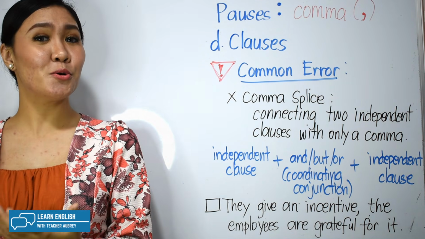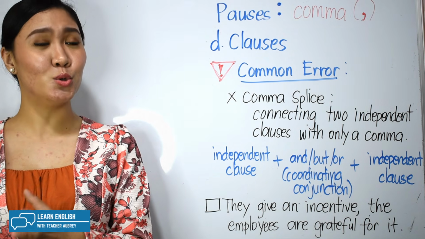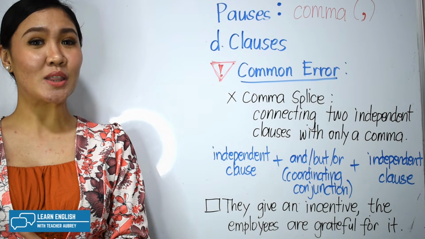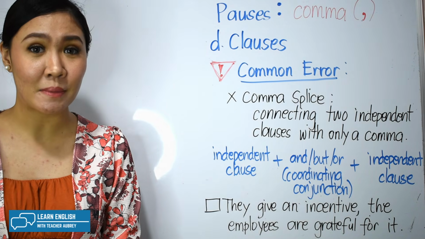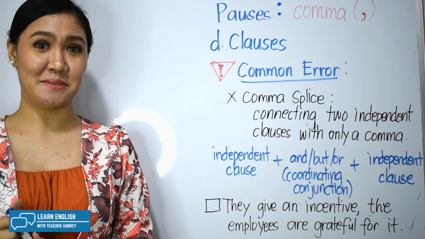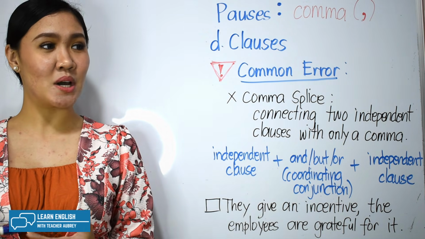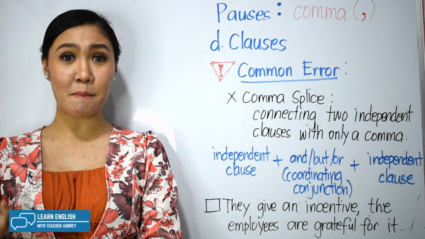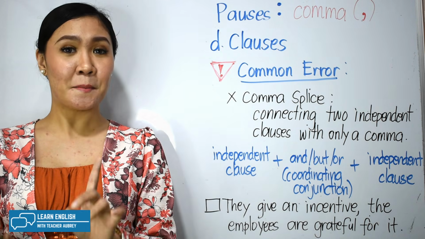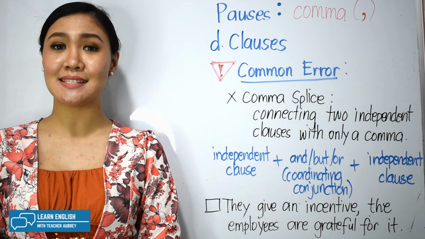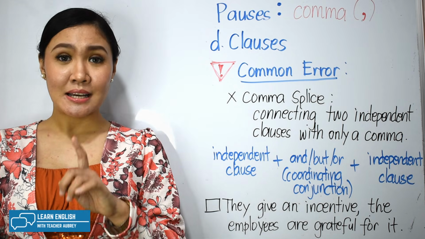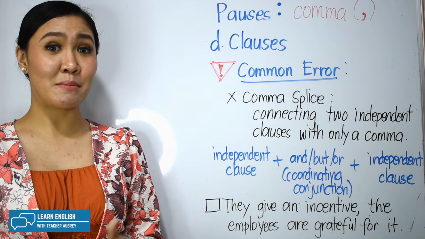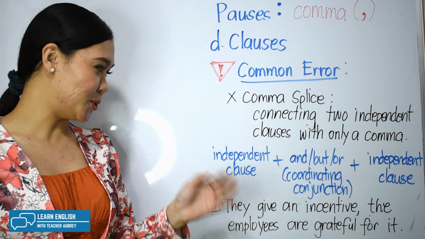Iyan yung pagkakamaling karaniwan na pinagdudugtong natin yung dalawang independent clauses, or dalawang sugnay na makapag-iisa, o dalawang pangungusap, gamit lang ang comma. Kanina, sa halimbawang ibinigay ko, maaari nating gamitin ang comma kung ang pinagdugtong natin ay isang independent at isang dependent clause. Pero kapag dalawang independent clauses na ang pagdudugtungin natin, mali na gamitan lang ng comma.